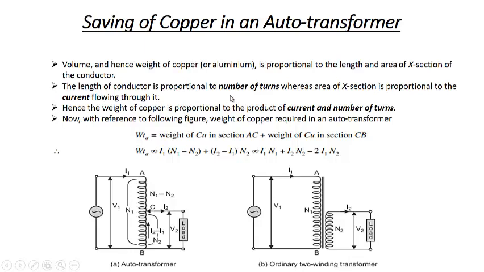The length of the conductor is proportional to the number of turns. As the number of turns increases, length will increase automatically, while the cross section is proportional to the current, because we are actually providing the cross section of the conductor as per the current requirement. So we can say the cross section is proportional to the current. Hence, the weight of the copper is proportional to the current and the number of turns.